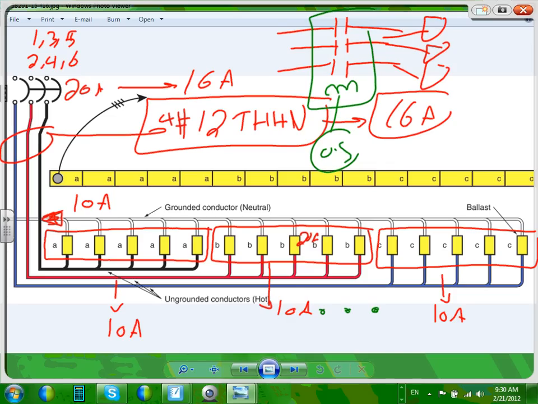A switch, so phase A, phase B, phase C, and this is a switch, and go up here, and these are all one together.